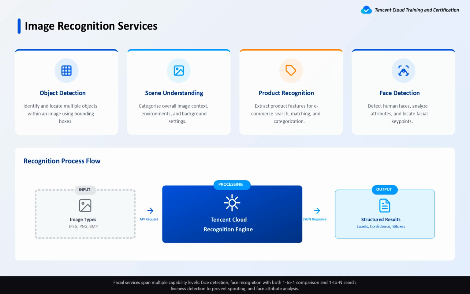Facial services span multiple capability levels: face detection, face recognition with both one-to-one comparison and one-to-N search, liveness detection to prevent spoofing, and face attribute analysis. These are core technical components for financial real-name authentication and access control systems. Video analysis supports content understanding, tag generation, and abnormal event detection for streaming platforms and security systems. All of these Vision AI capabilities are accessible through standard APIs, enabling developers to rapidly integrate computer vision into applications without needing to train and deploy their own visual models.